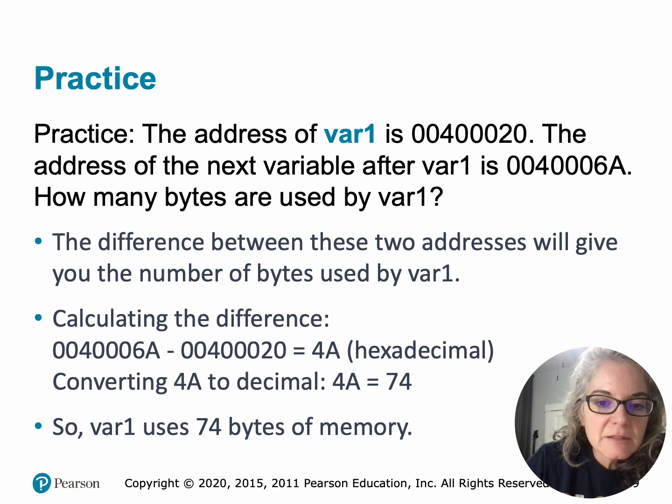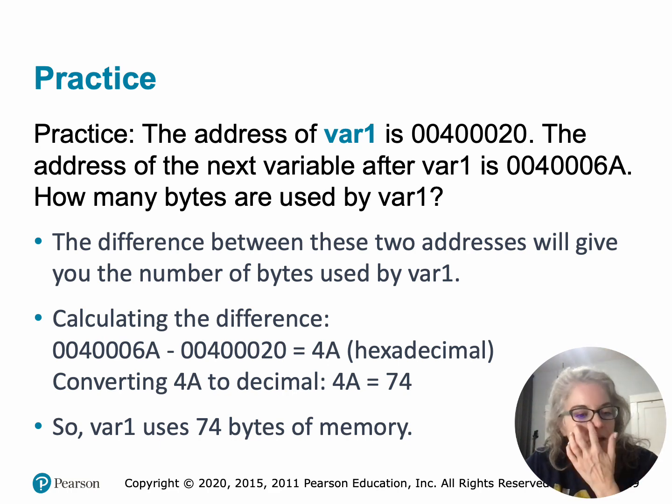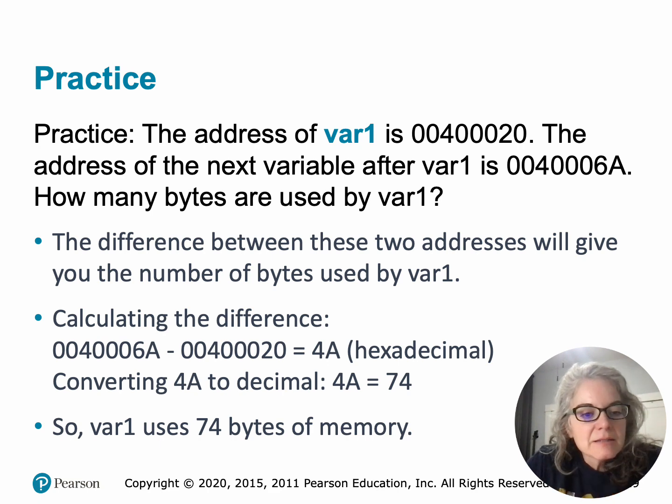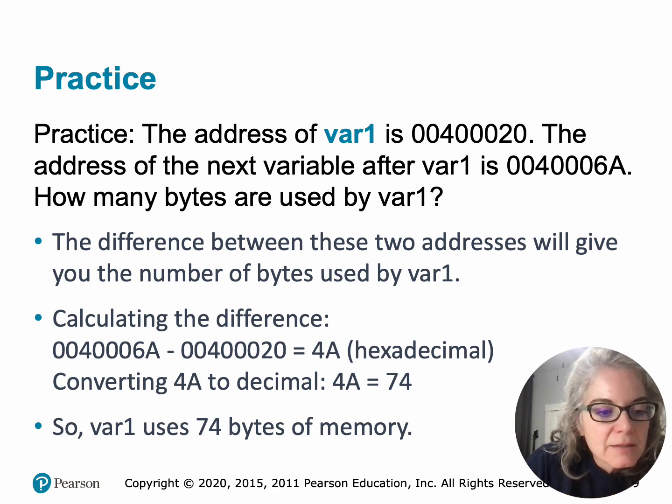Here's how you calculate the difference. This will be the top number, this will be the bottom number. So a minus 0 is just a, 6 minus 2 is 4, and then the rest are just going to be zeros, because 0 minus 0 is 0, and 4 minus 4 is 0. So this is the hexadecimal number. Now you want to convert 4a to decimal. And when you convert 4a to decimal, you get 74.